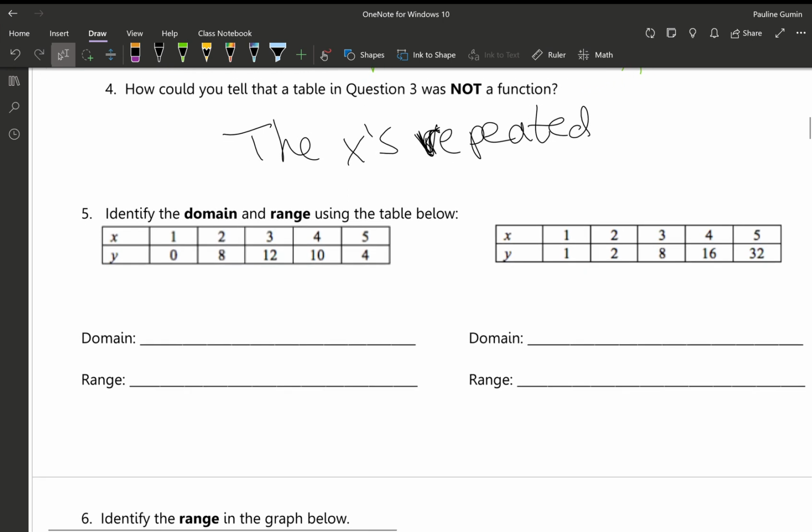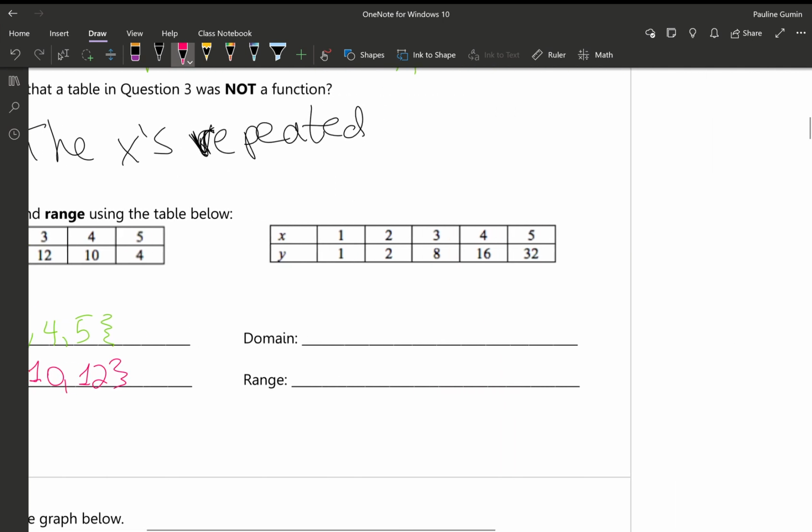Number 5, let's identify the domain and the range of the tables below. Now our domain has to do with our x's. So we're going to write the set of our x's for our domain. I'm going to write them in numerical order: 1, 2, 3, 4, and 5. Our range refers to our y's. They're not in numerical order here, but I am going to rewrite them in numerical order: 0, 4, 8, 10, and 12.